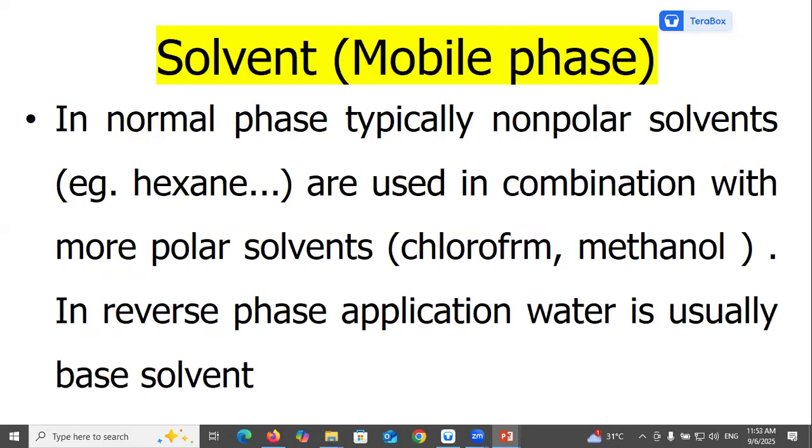Solvent mobile phase: in normal phase, typically non-polar solvents, for example hexane, are used in combination with more polar solvents, chloroform, methanol. In reverse phase application, water is usually the base solvent.